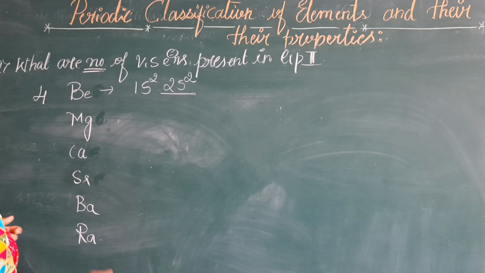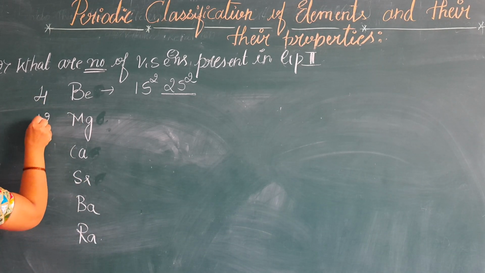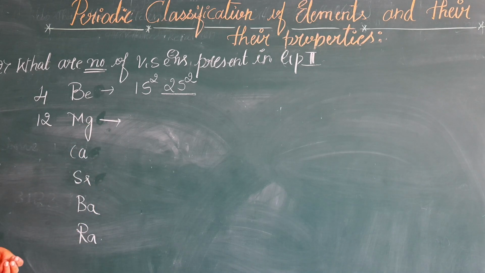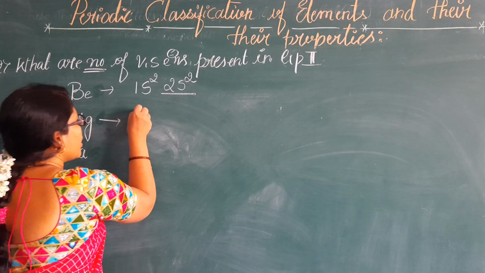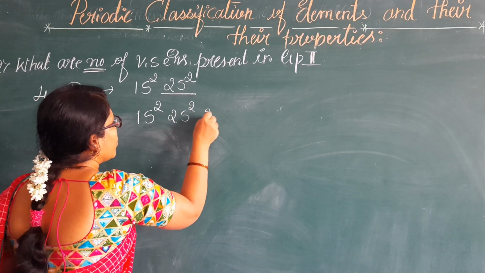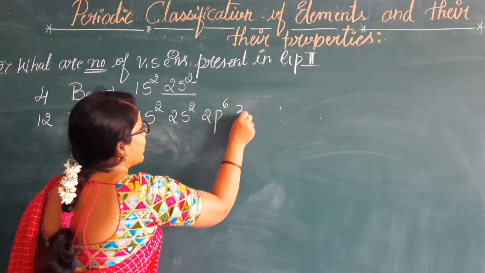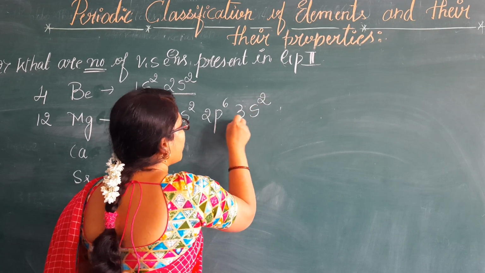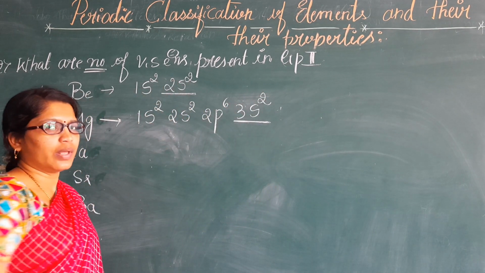Similarly, when you consider magnesium, the atomic number is 12. So when you write the electronic configuration, it will be 1s2, 2s2, 2p6, and 3s2. One more electron is added compared to group 1.